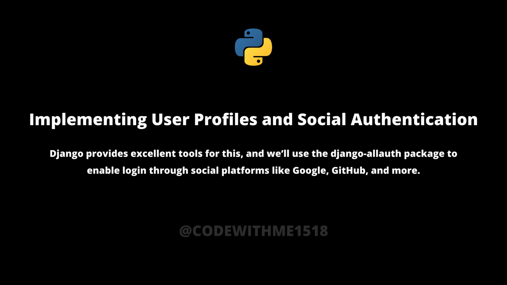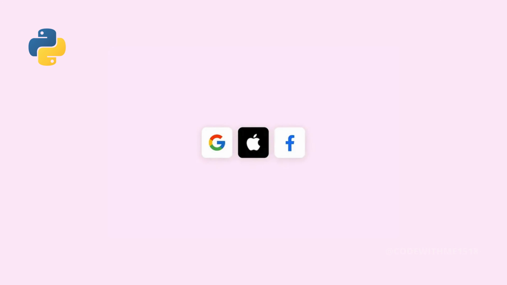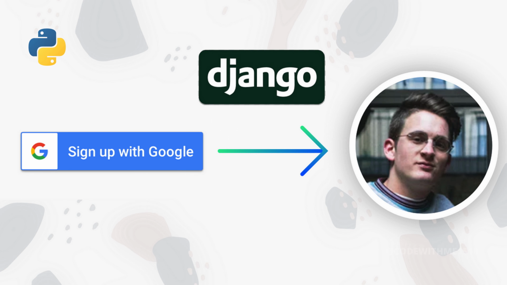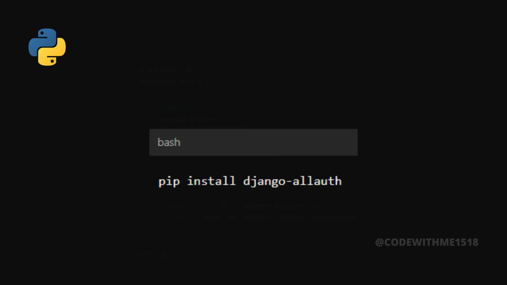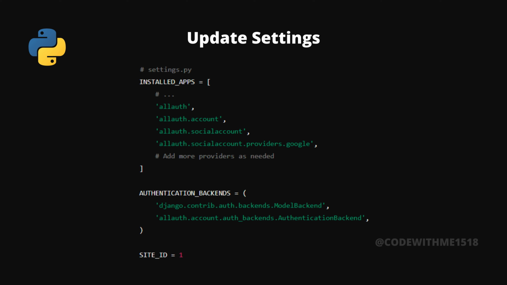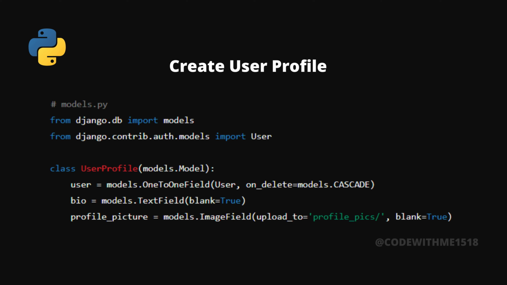Lastly, let's implement user profiles and social authentication. Django provides excellent tools for this, and we'll use the Django Allauth package to enable login through social platforms like Google, GitHub, and more. Install Django Allauth. Update settings. Configure URLs. Create user profile.